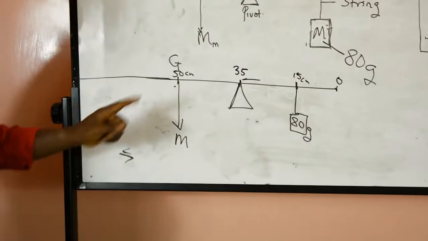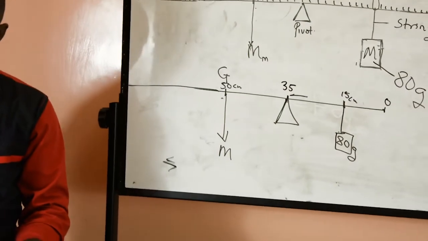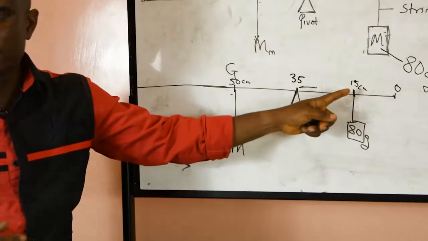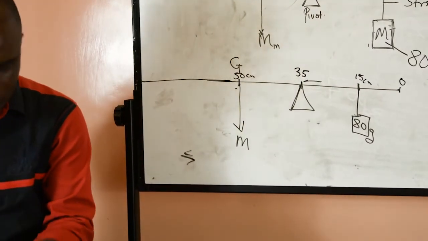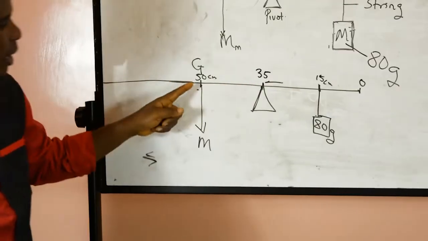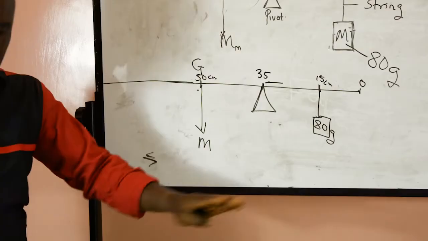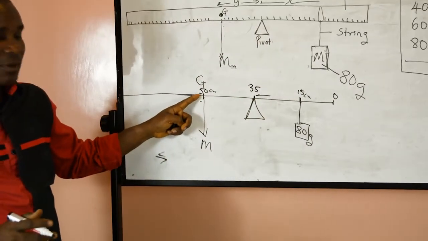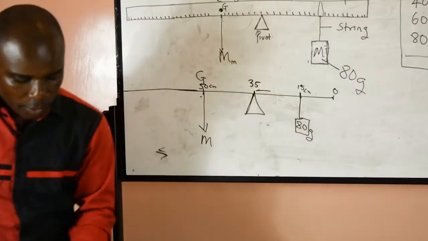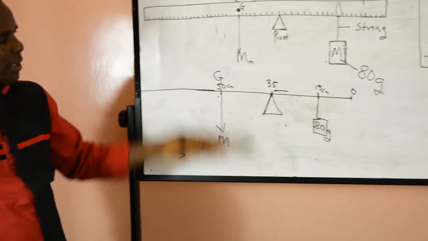So what I've drawn here so far is what is there. This is the 80 gram mass, which is attached at 15 centimeters, and we have the pivot, which is now balanced at 35 centimeters. Now we have the center of mass, which we found initially because the meter rule was uniform. So it was around 50 actually, no assumption, we did it. So we have the 50 there. So this is the diagram. This experiment, that's the diagram.